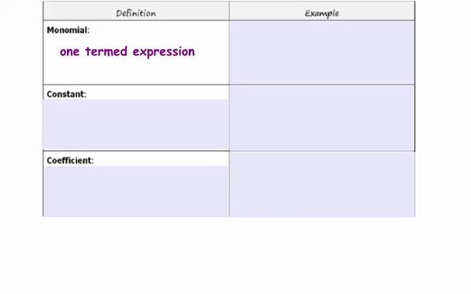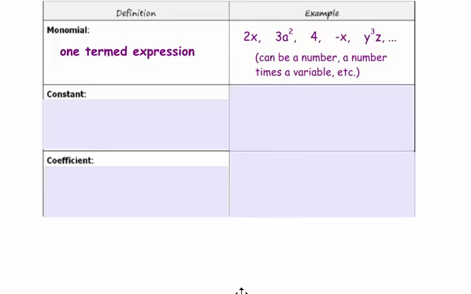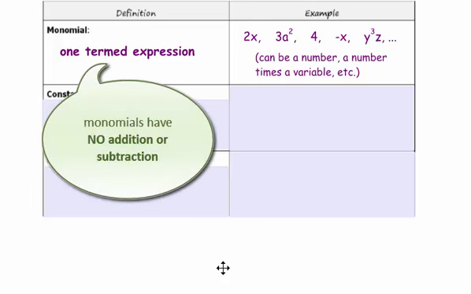Okay, so a monomial, and you're going to be writing this down, record all of this in your notes. So a monomial is a one-termed expression. So a couple of examples of monomials are these. Go ahead and write them down. Monomials can be any number or combination of numbers using multiplication, numbers and variables. So a monomial is one term. Terms are separated by addition and subtraction.